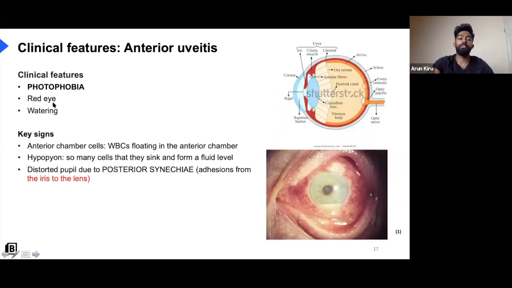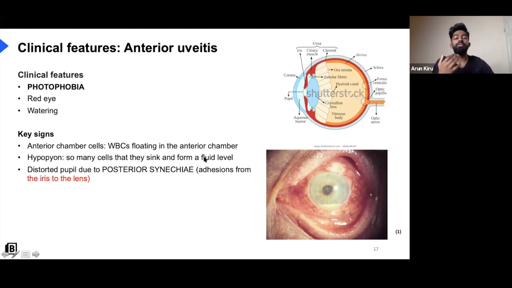Clinical features, remember we talked about photophobia being a big one. A red eye and watering are very non-specific signs. That's why you really need to pick out in eyes that key sign. So for example, photophobia is a strong indication of an iritis, also known as an anterior uveitis. What are the key signs?